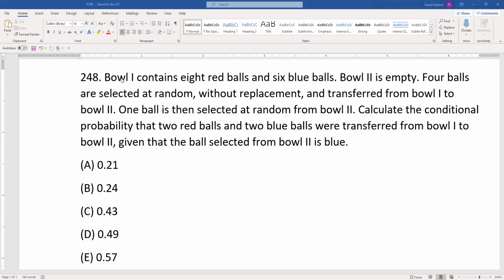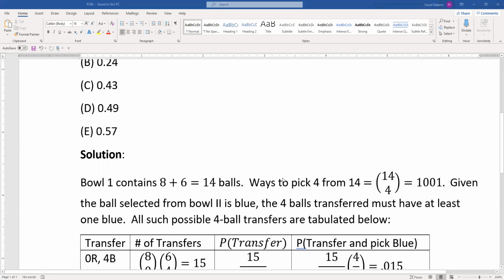So originally, bowl 1 contains 8 red and 6 blue balls. So that's a total of 8 plus 6 equals 14. And 4 are drawn from these 14. So the number of ways to pick 4 from 14 is 14 combination 4. That's equal to 1001.